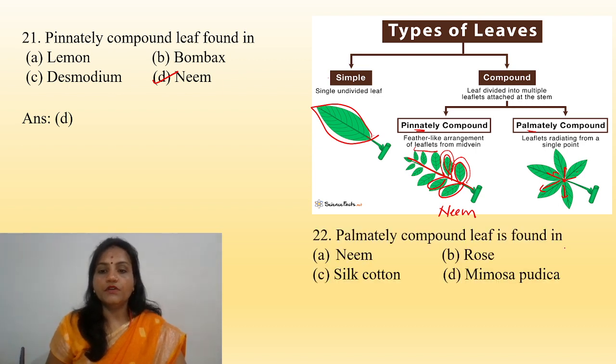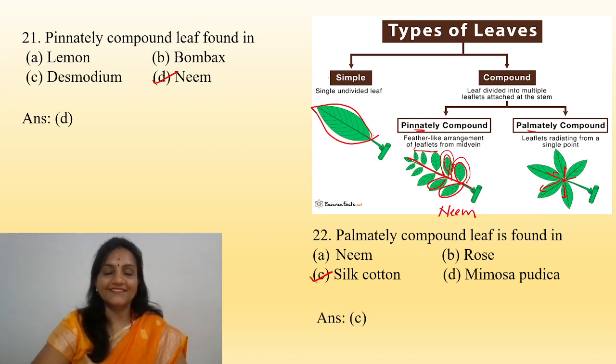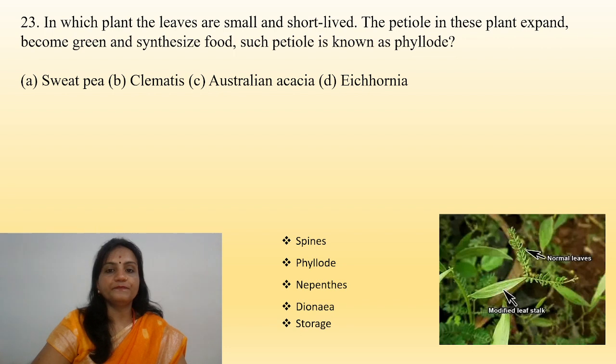Palmately compound leaf is found in, so this is the palmately compound leaf. You find it in silk cotton. So Alstonia. Option C. Right. Let's move to the next question.